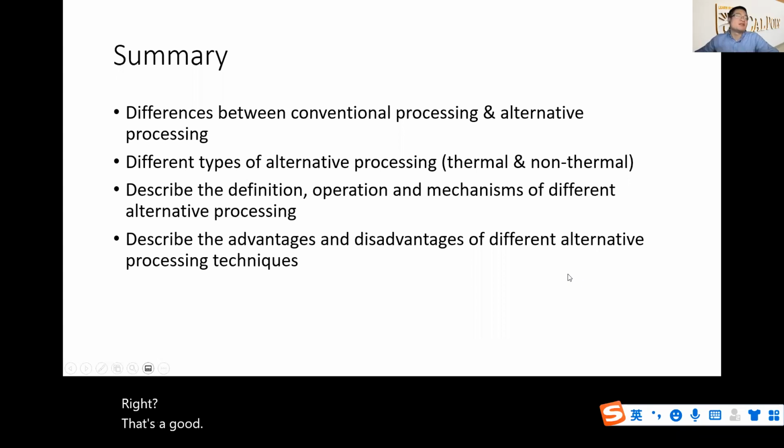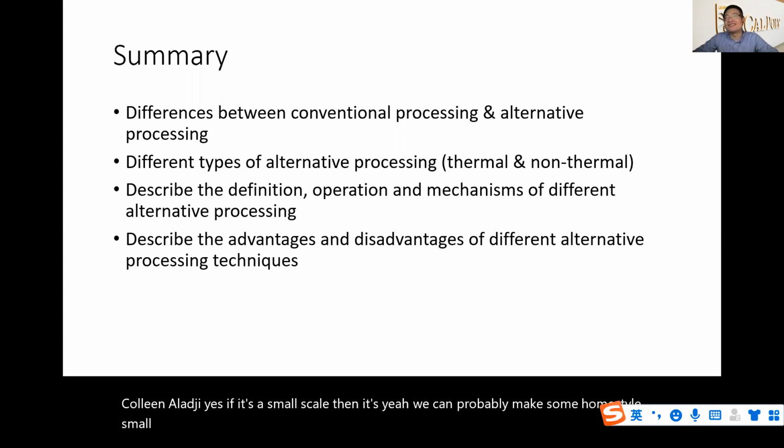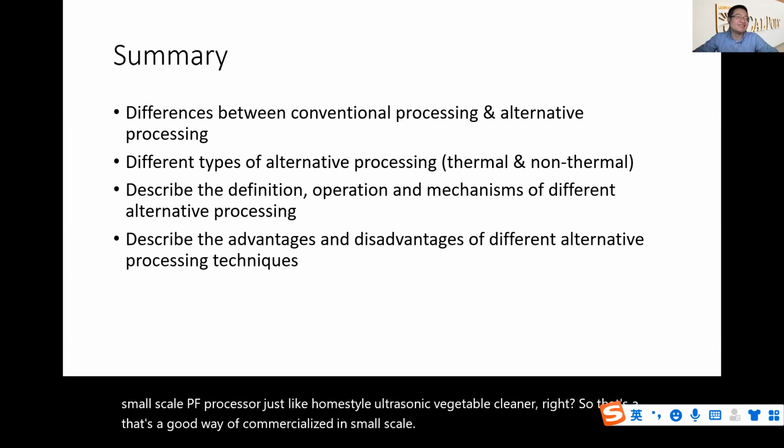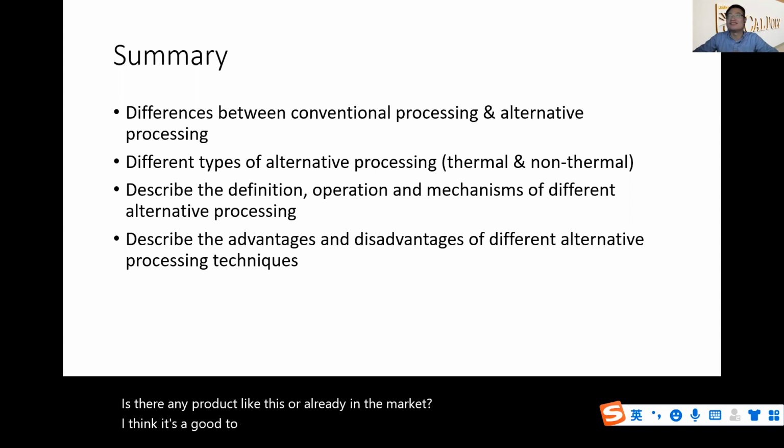Oh, Chris, that's a good point. Culinology, yes. If it's small scale, then yeah, we can probably make some home style, small scale PEF processor, just like a home style ultrasonic vegetable cleaner, right? So that's a good way of commercializing it at small scale. Good idea. Is there any product like this already on the market? I think that's some good information we can look into after class.